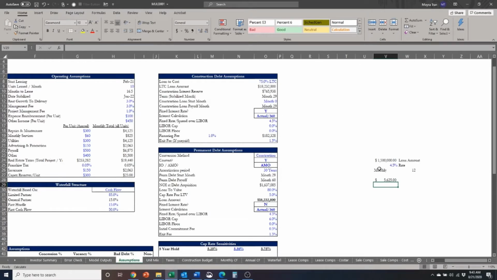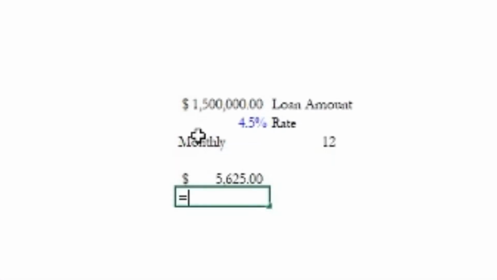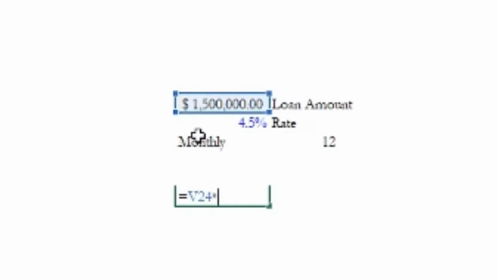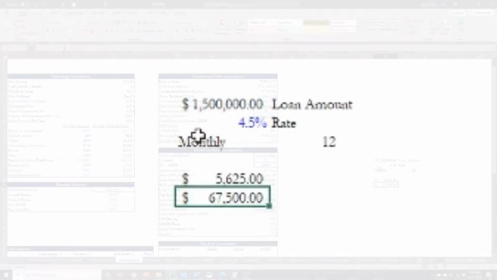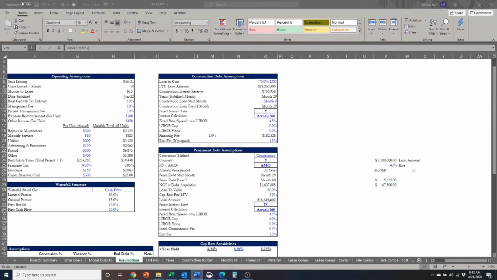Let's say that instead of paying monthly, you're going to pay annually, so once a year. What you would do here is take the loan amount, multiply it by the interest rate, and then divide it by one because it's only one period. And then you would get $67,000. So that's just a really quick example of how to do it.